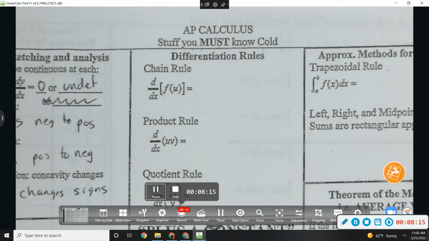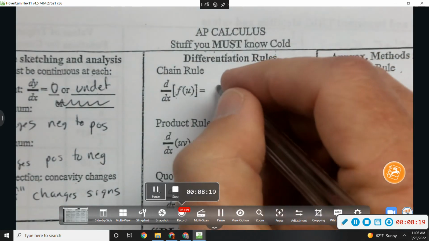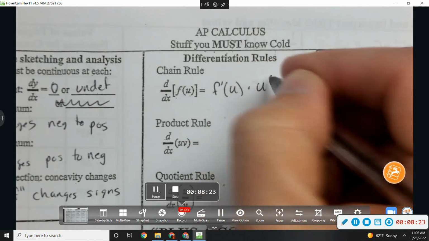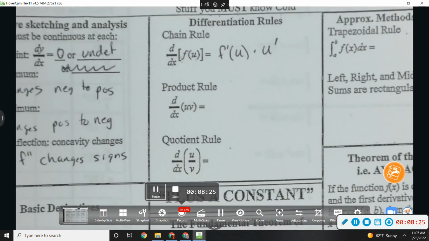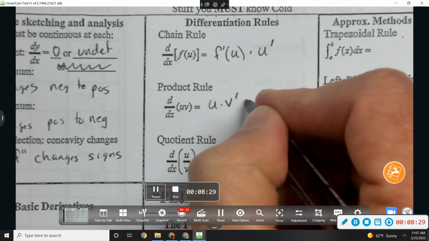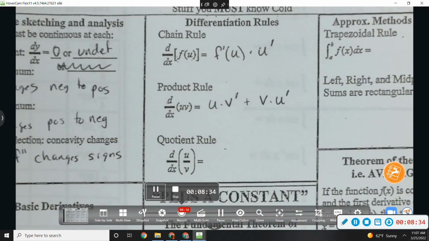So, what's the derivative of f of u? F of u times u prime. Well, f prime of u times u prime. And then product rule is one of them times the derivative of the other one plus the other one times the derivative of whichever.